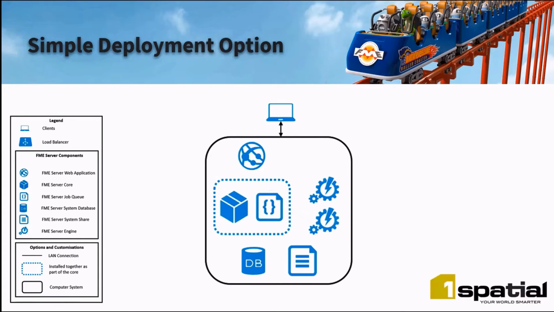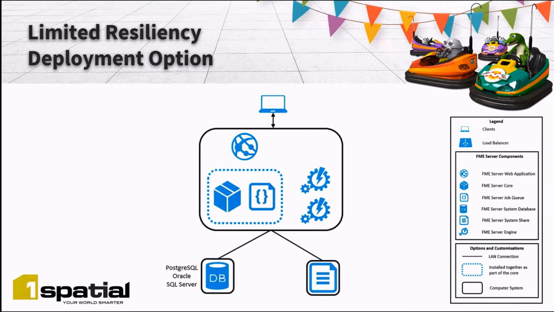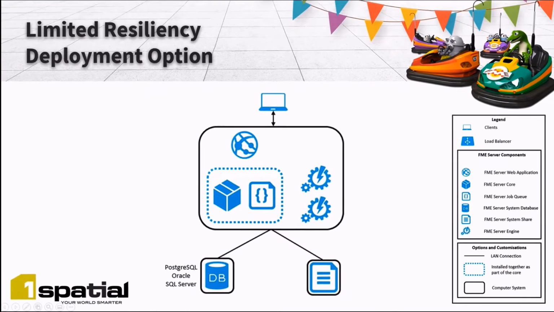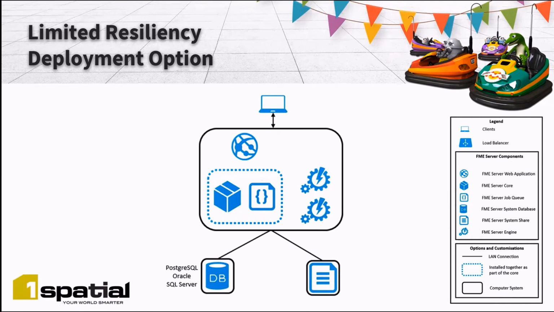So like the first example we saw on the previous slide, this again is a single machine deployment of FME Server. It's a simple deployment option, but this time it offers some limited resiliency. We can see that the database and file share have been separated out from the main FME Server installation. In Azure, it's recommended to use an Azure Premium file share. Assuming that these two resources are configured for failover, then this is where the limited resiliency in this deployment lies.